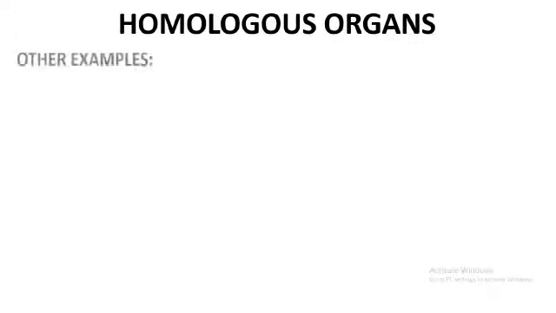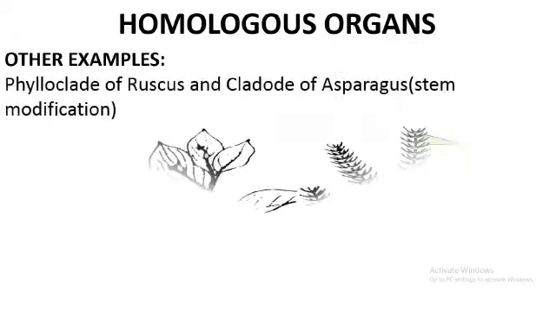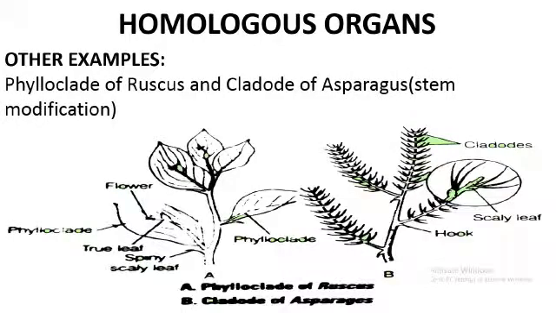Likewise, let us go for one more example of homologous organs in plant, that is phylloclade of Ruscus and cladode of asparagus. Both of these, they have got their stem modification, they develop from stem, but function may be different. In case of phylloclade of Ruscus, it may help in photosynthesis, whereas cladode appears to be thorny like, so it may give protective mechanism. So therefore, this is the best example for homologous organs.